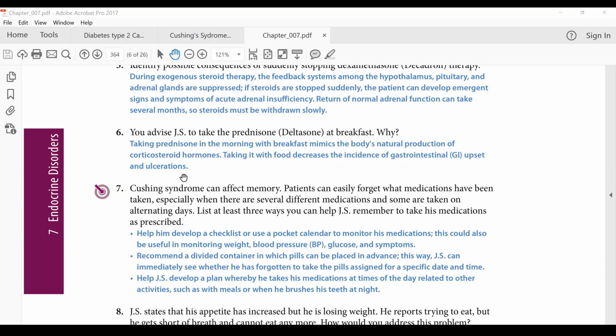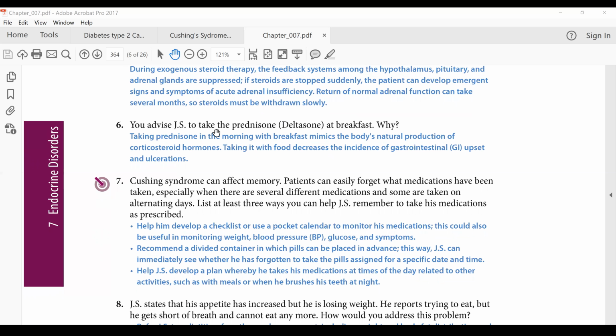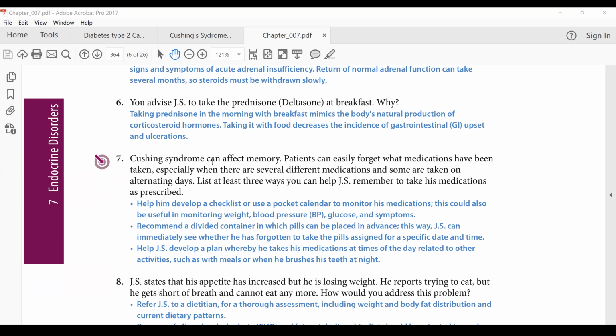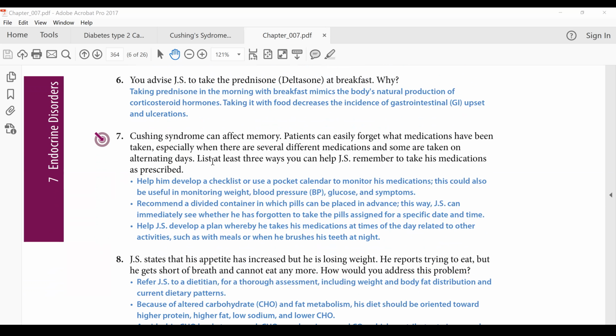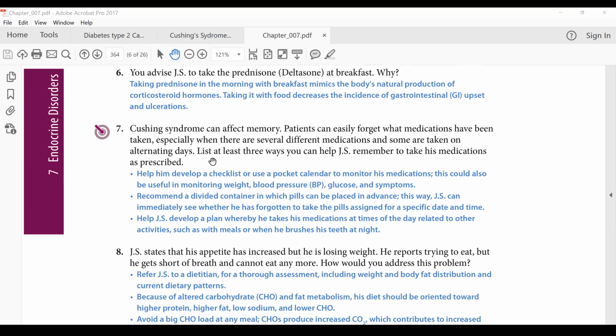So JS states that his appetite has increased, but he is losing weight. He reports trying to eat, but he gets short of breath and cannot eat anymore. So how would you address this problem? Small frequent meals, smaller meals. Okay, excellent. So a dietitian for a thorough assessment, including weight and body fat distribution. Because of the altered carbohydrate and fat metabolism, his diet should be oriented towards higher protein, higher fat, low sodium, and low cholesterol. So that's the nutritional part.